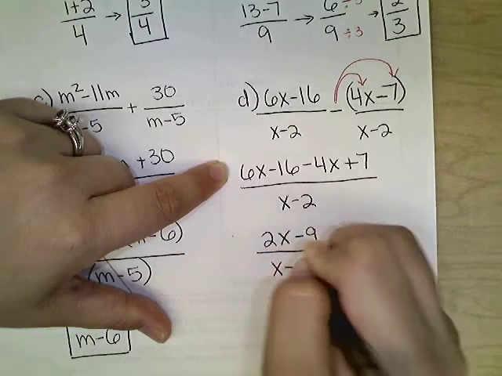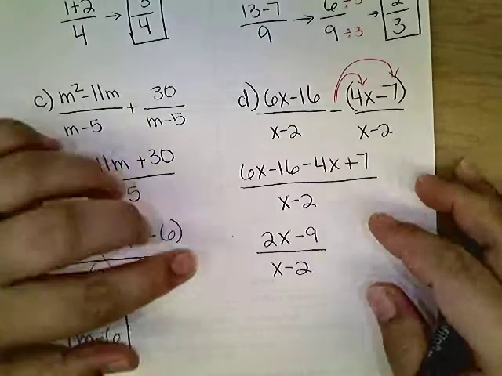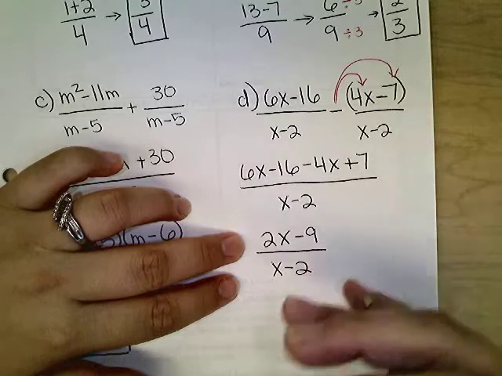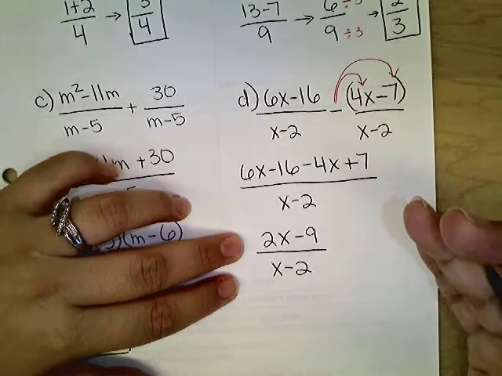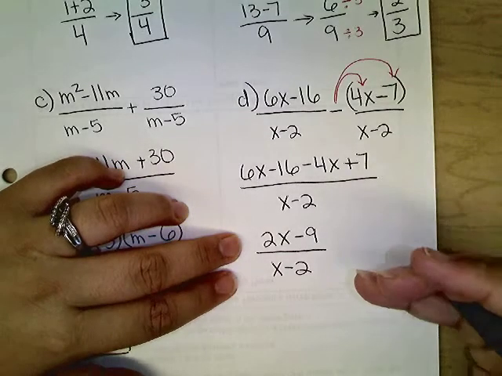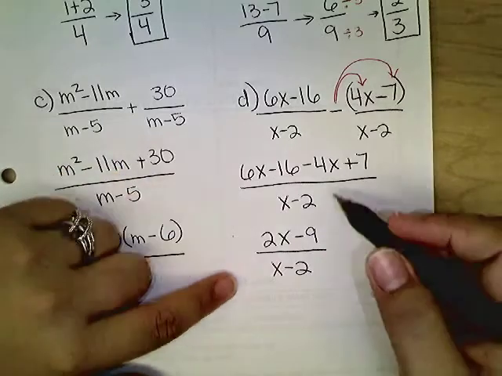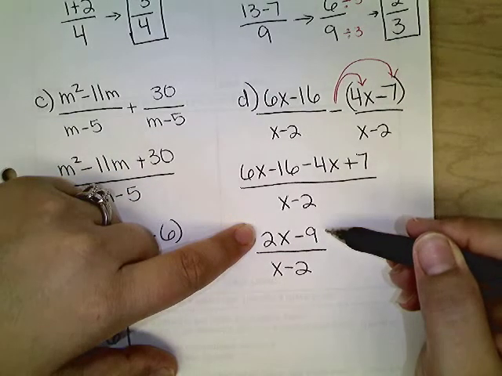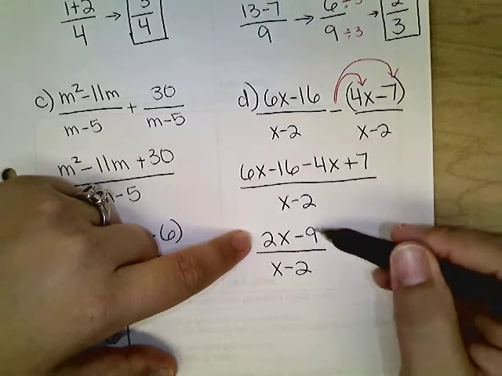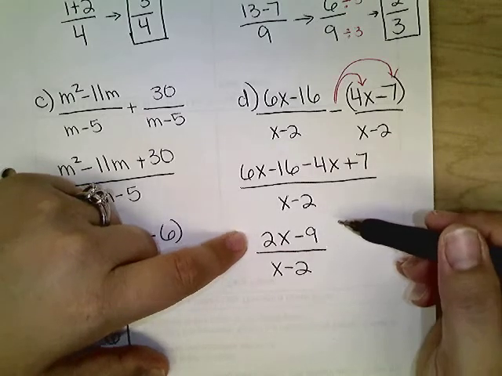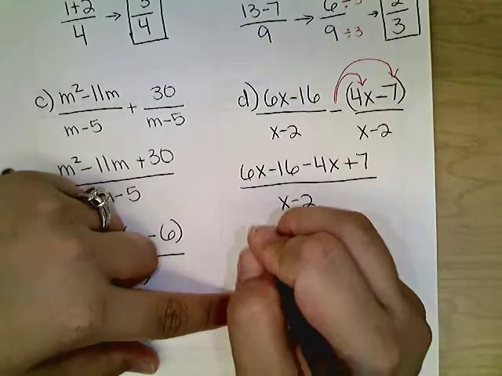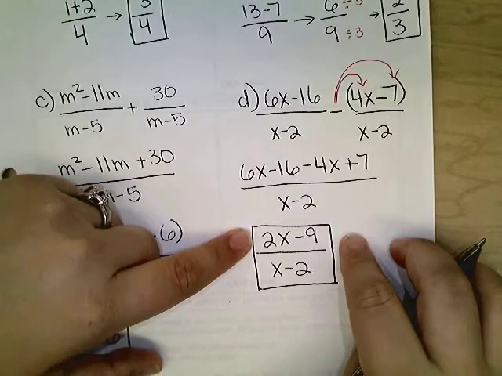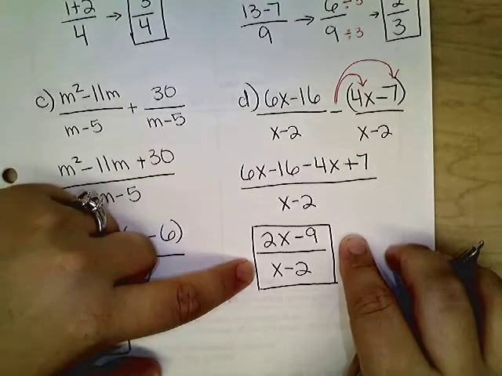over x minus 2. Now that we have our single fraction, completely simplified, we want to say, okay, can we reduce it further? Which means, can we factor the numerator and or the denominator and cancel anything out? Can we factor anything from the numerator? No, we can't, because we have no greatest common factor. So this is it. Factor in the top, factor in the bottom. 2x minus 9 over x minus 2.